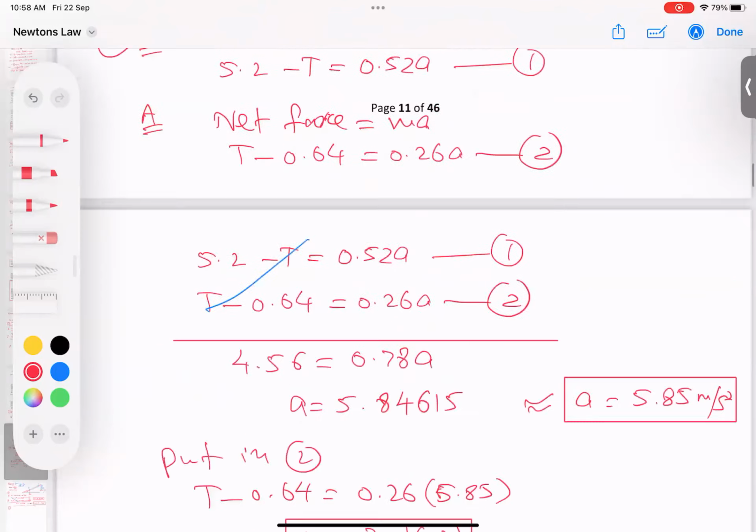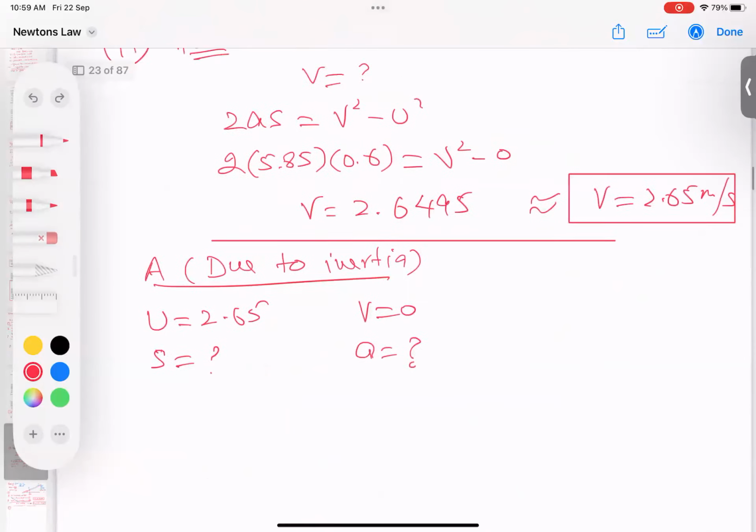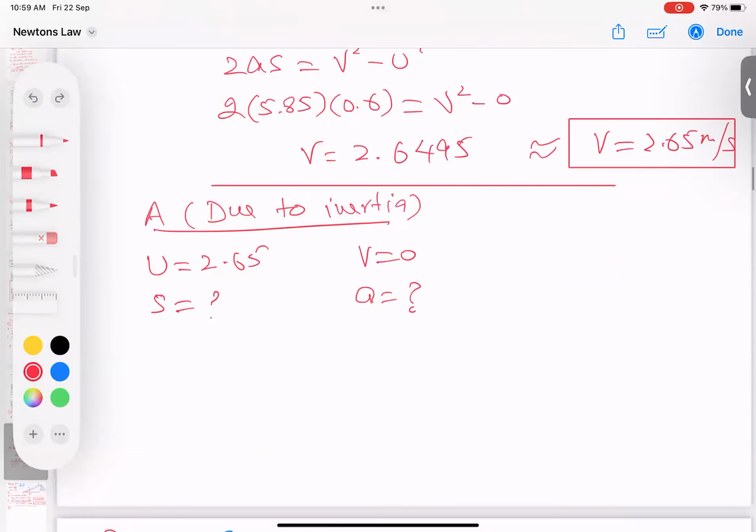For your knowledge, as this particle hits the ground, the acceleration will no longer be the same. It means this acceleration is the same, but after B hits the ground, the acceleration will change. But how to find that? So let me show the diagram again for you.